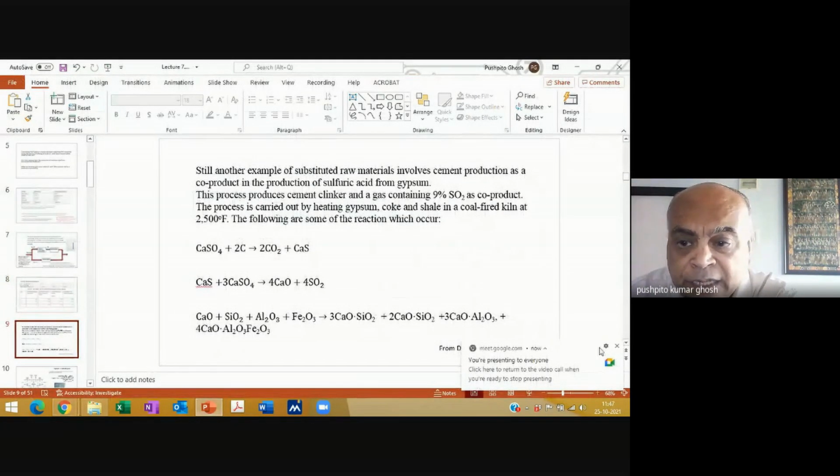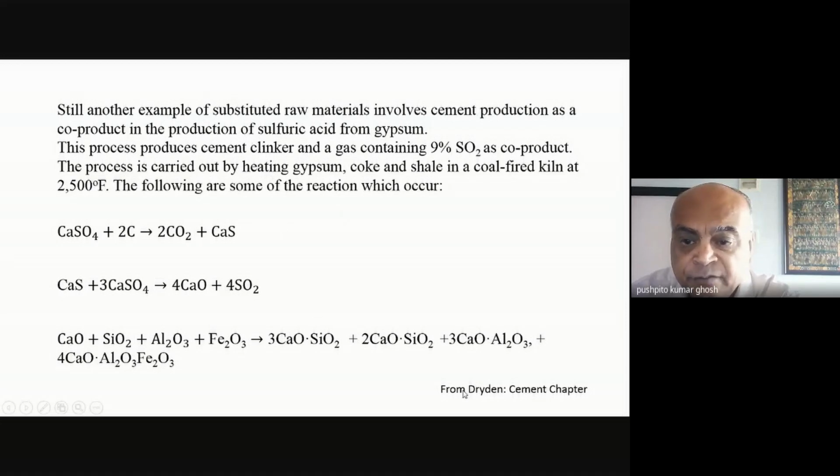Now, take another case. You'll find a reference to this in Dryden's book in the chapter on cement, and you'll come to see it later on, as I told you, that the largest use of sulfuric acid is in fertilizer production, and you end up with a byproduct, phosphogypsum, which is basically calcium sulfate. There's a huge mountain of this phosphogypsum in all industries producing phosphate fertilizers from rock phosphate. Of course, that has come to a grinding halt almost in India, and we have started importing phosphoric acid and phosphate fertilizers.